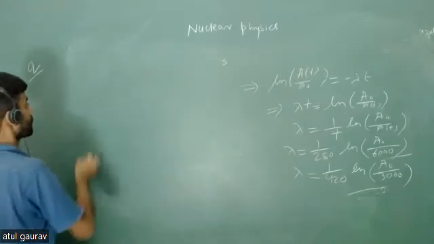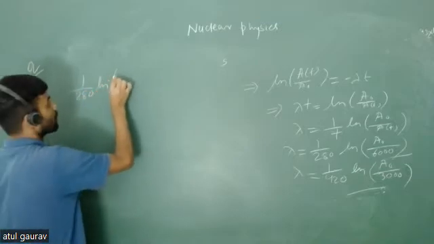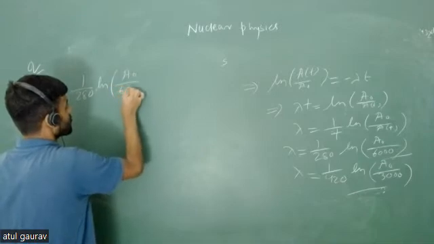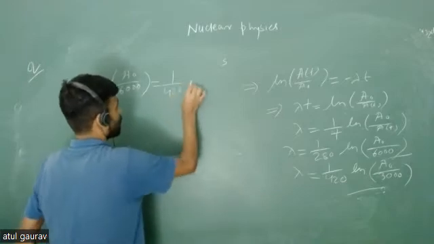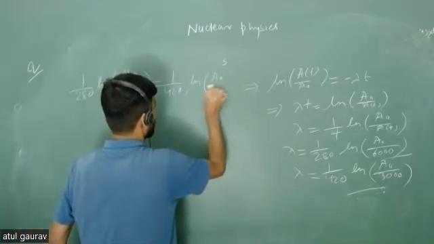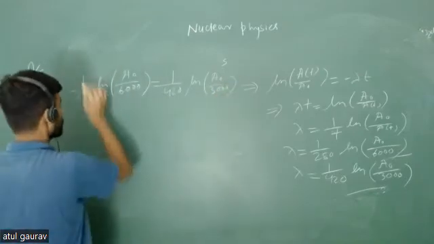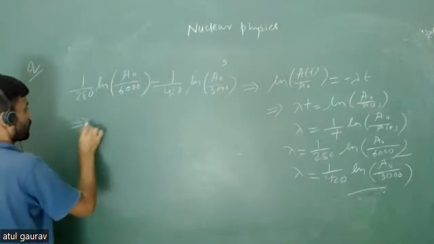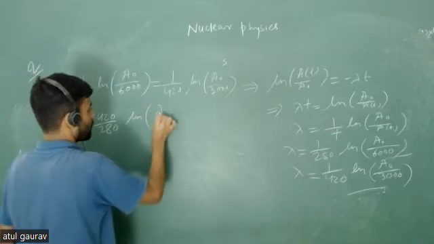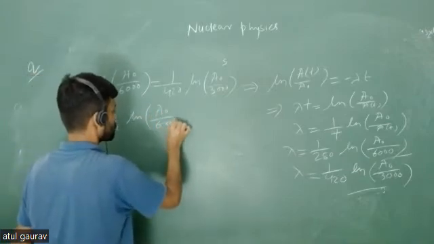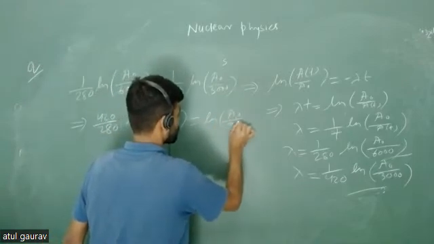So we can write 1 by 280 ln A0 by 6000 should be equal to 1 by 420 ln A0 by 3000. Okay, if you bring this 420 here, so 420 divided by 280 ln A0 by 6000 equals ln A0 by 3000.